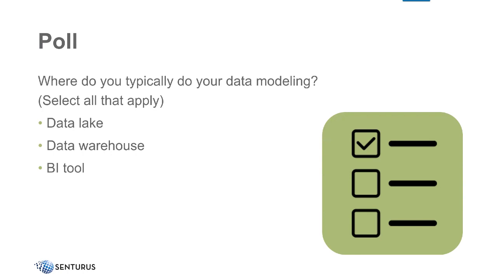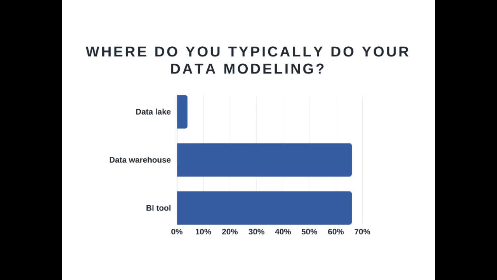So we're about two-thirds there. All right, looks pretty consistent. We have a kind of a tie between data warehousing and BI tools. So let's go ahead and share the results. You can see about 66% of you are doing it in the data warehouse. The other 66% of you are doing it in the BI tool. The data lake is very small, about 4% there. And we'll touch on these three different places in today's webinar. So thank you so much for your input.